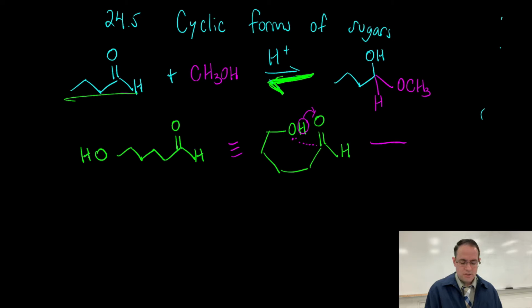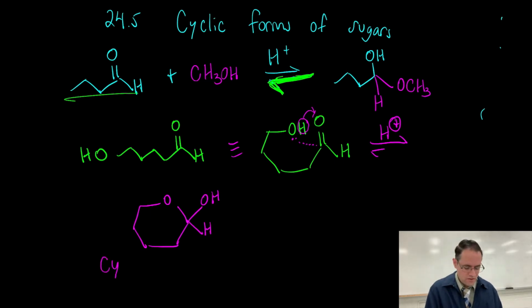If we were to add H plus to this, the cyclic acetal is actually more stable on grounds of entropy, okay? So if we draw the product here, we're going to form a cyclic... I'm sorry, hemiacetal. So this is a cyclic hemiacetal.